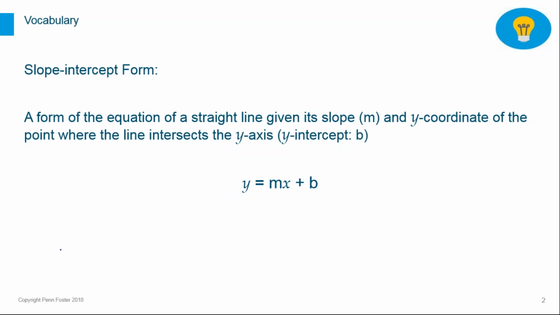And that together will give us the equation y, which is a variable, equals m, the slope of the line, times x, another variable, and then plus b. And again, b is the y-coordinate where that line intersects with the vertical y-axis.